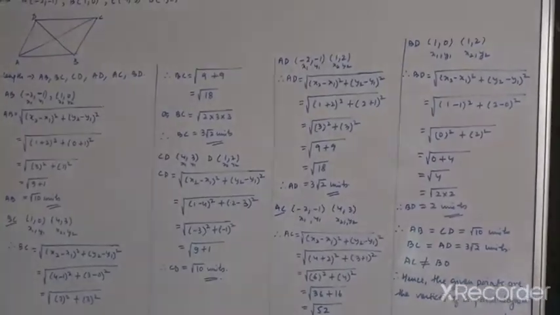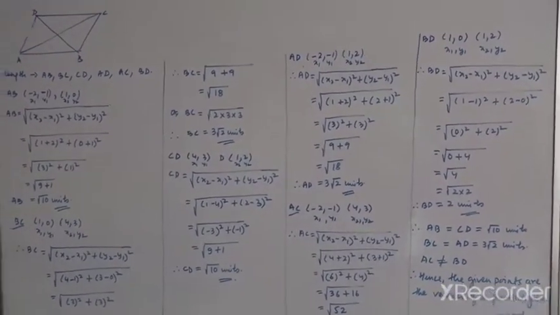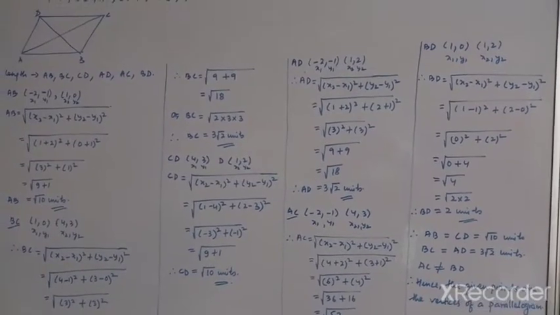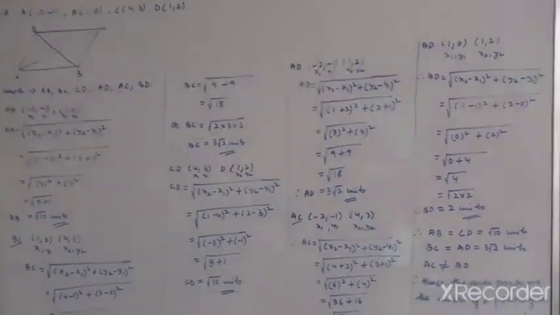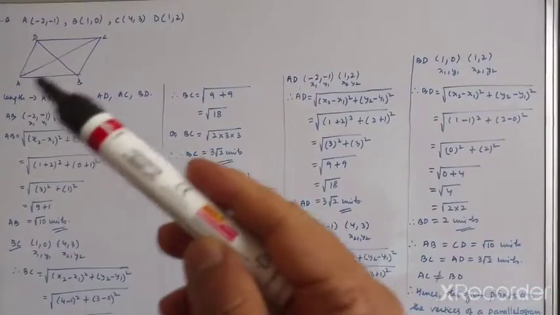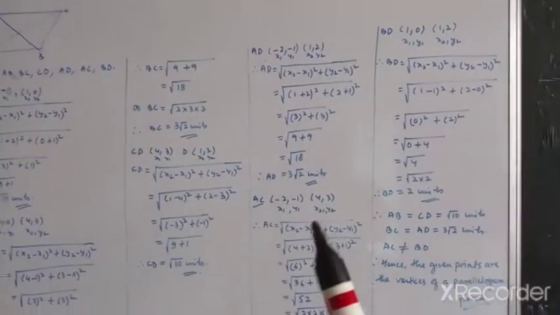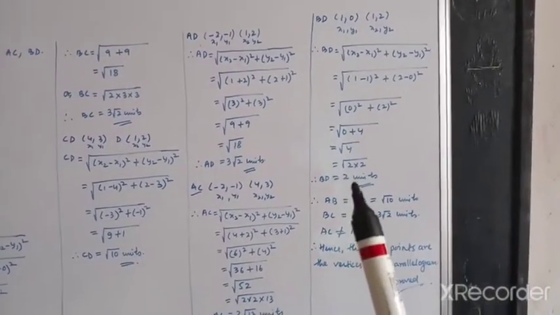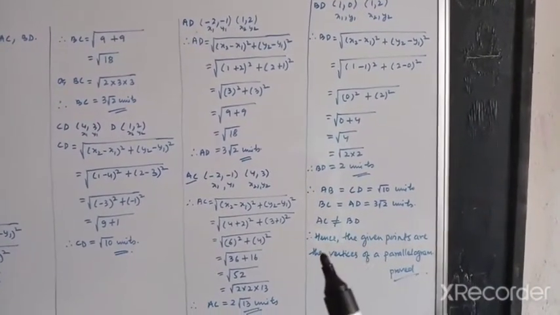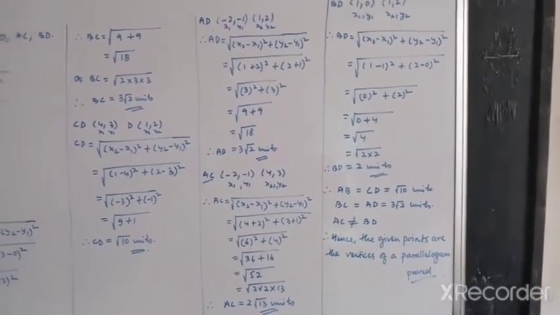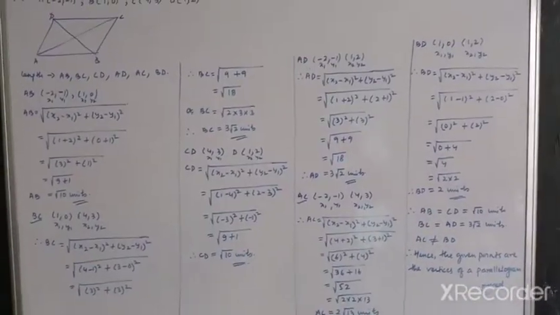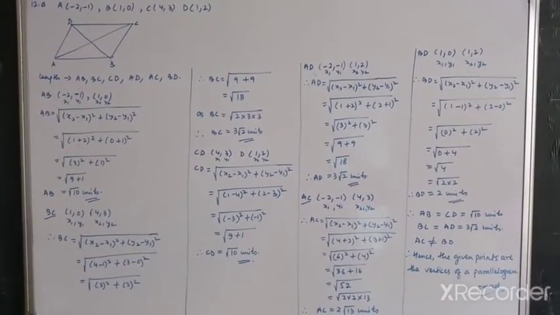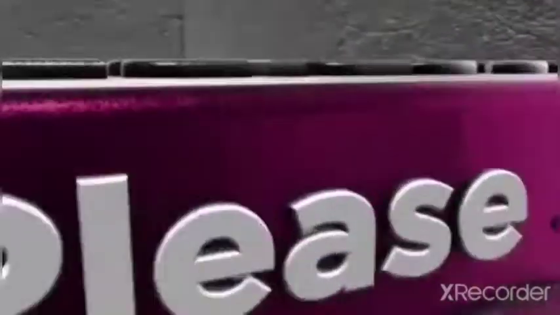This we find even in a rectangle. But here, in order to prove this is a parallelogram, we need to show their diagonals are not equal, AC and BD. If you check, AC is coming as 2 root over 13 and BD is coming as 2. Therefore their diagonals are not equal. Hence the given points are the vertices of a parallelogram. In the same process you can solve the other questions also.